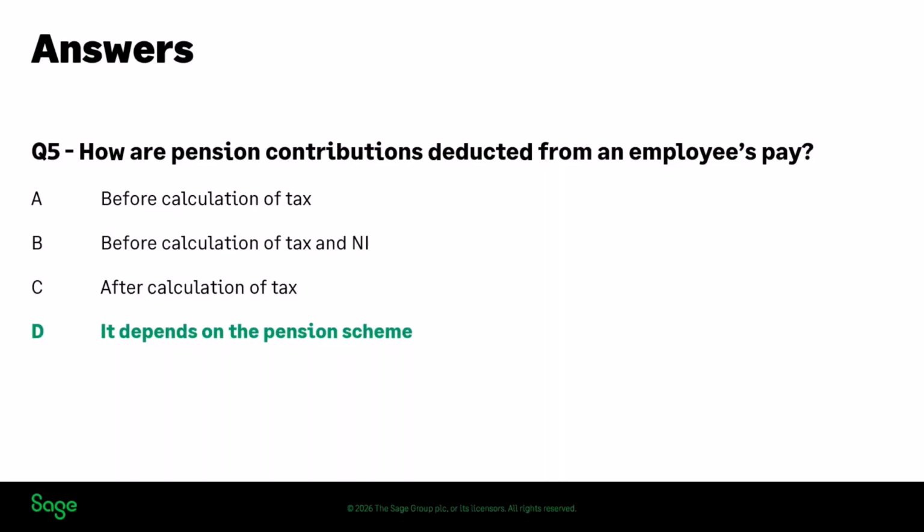It certainly was. It depends on the pension scheme, specifically the tax relief arrangement that it uses. So if it deducts before tax, it's known as a net pay arrangement. If it's deducted after tax, it's a relief at source arrangement. Or if there's a reduction in salary, so before tax and national insurance, that would be a salary sacrifice pension scheme. So well done if you got that one.